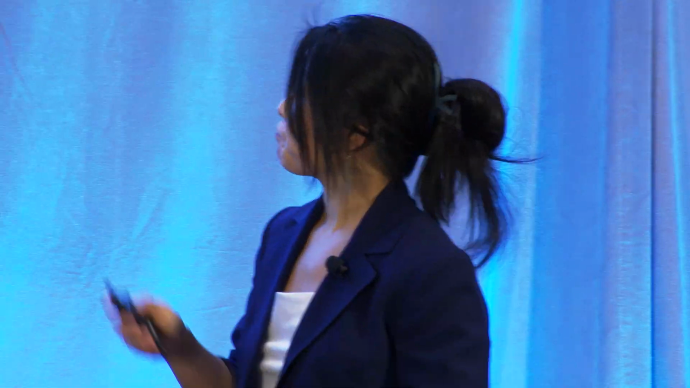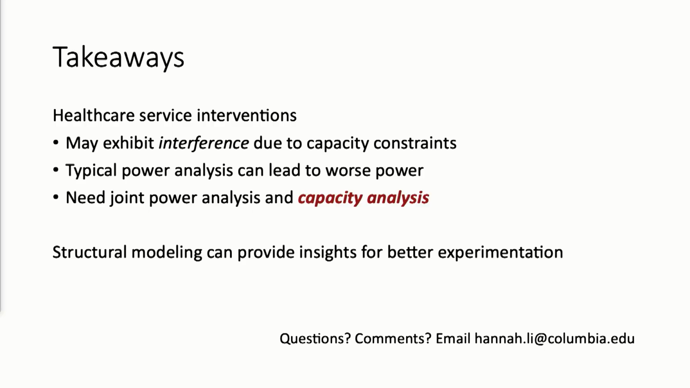And so the teachers are kind of the capacity constrained service here. So just really, this is a very general phenomenon that happens in many settings. And to wrap up, in this setting, we talk about this healthcare service intervention where we see that there's interference caused by capacity constraints. And because of this, we see that effect size is decreasing the number of patients. Power analysis can actually lead to worse power in your experiments. And you really do need to be considering the capacity constraints of your system when you're thinking about running these experiments or scaling up your interventions.